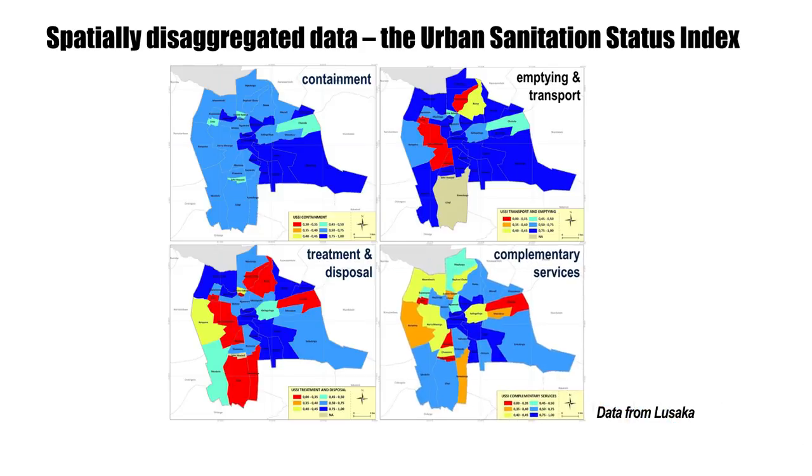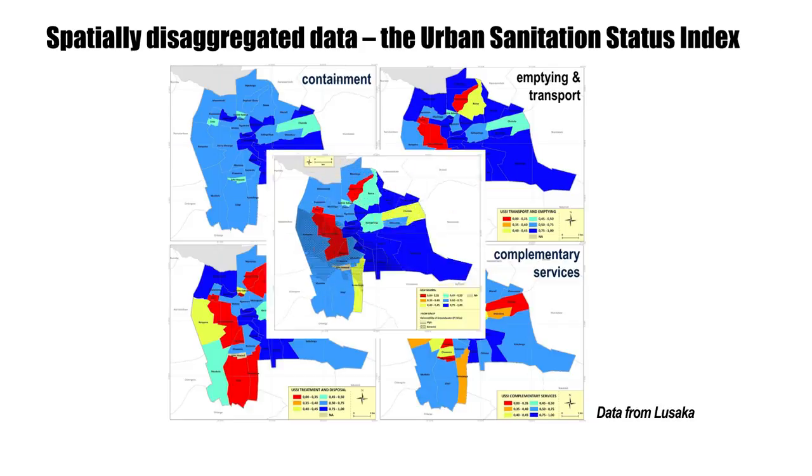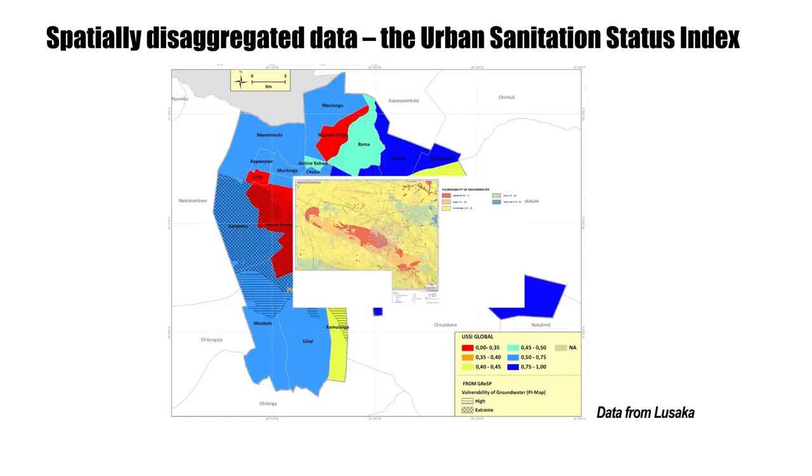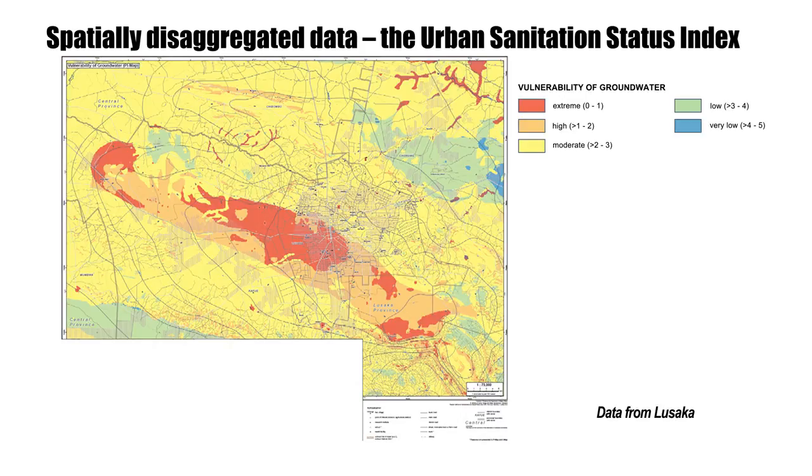In addition, it includes complementary services such as drainage and solid waste management, which are intimately linked with sanitation outcomes. These subsets are aggregated using an algorithm based on expert opinions of the relative importance of pairs of factors or indicators, to calculate an overall sanitation status index by neighborhood, ranging from 0 for very poor sanitation to 1 for very good sanitation. In this case, an extra layer of information on groundwater vulnerability was added, as about half the city's water is abstracted from aquifers beneath the city.